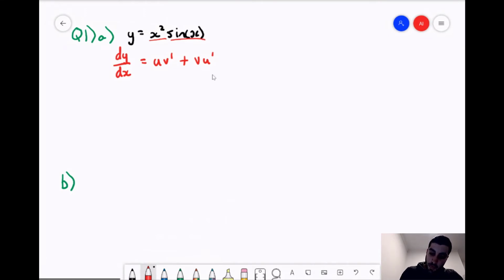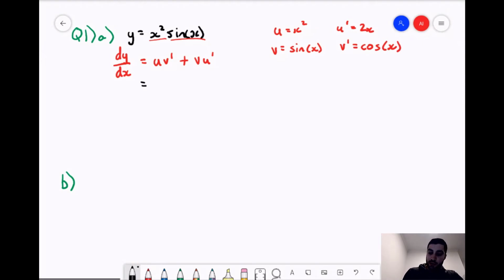So it can be also useful, especially in more complicated functions, to separately write out what these expressions are. So just let u equal to that x squared there, and v equal to sine x, and then we can work out the derivatives individually. So we know x squared becomes 2x, and sine x will become cosine of x. So then it's just a matter of substituting in our numbers again.